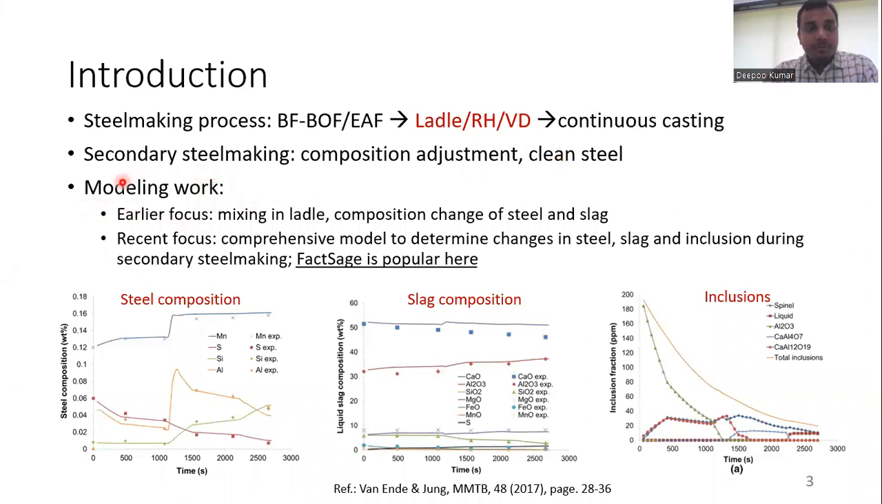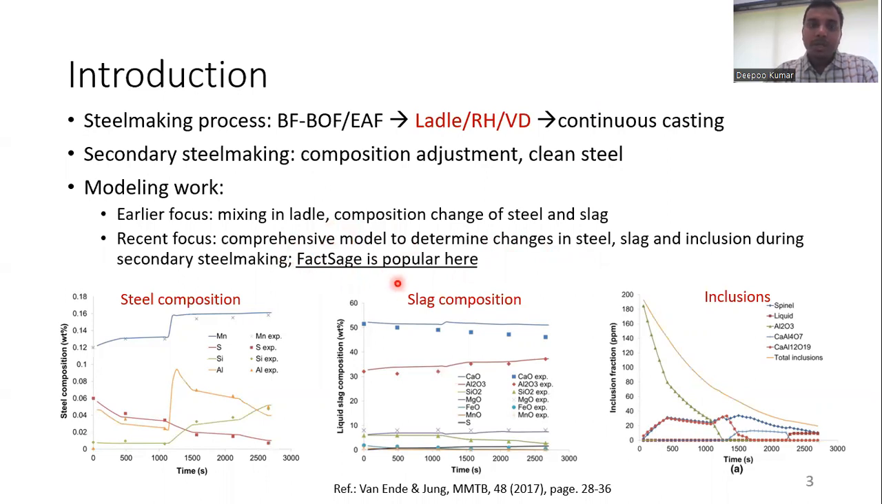In the context of modeling work regarding secondary steelmaking, in the past the focus has been on mixing, to study the mixing in the ladle, and also to study the changes in composition of steel and slag. In particular, there has been a lot of work on desulfurization. However, in the past decade or so, the focus has shifted to developing a comprehensive model that can determine changes in steel, slag, and inclusion during secondary steelmaking. And in this context, FactSage is quite popular.